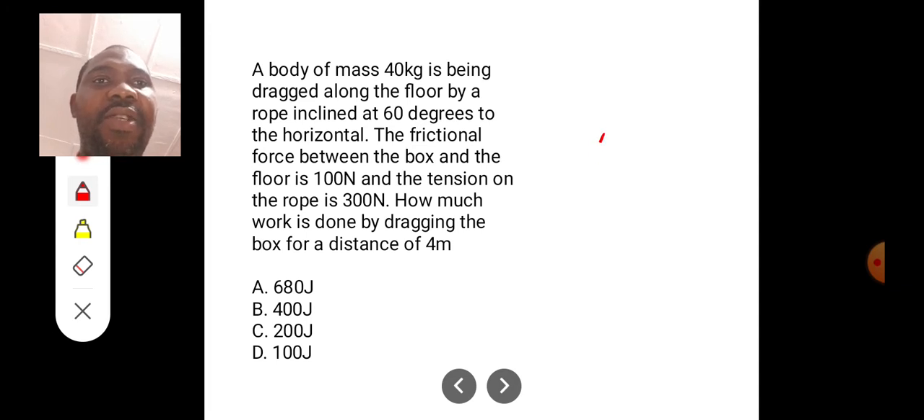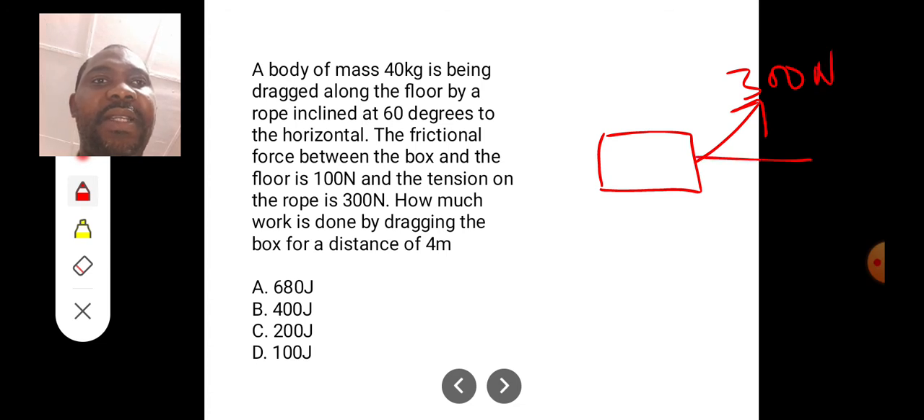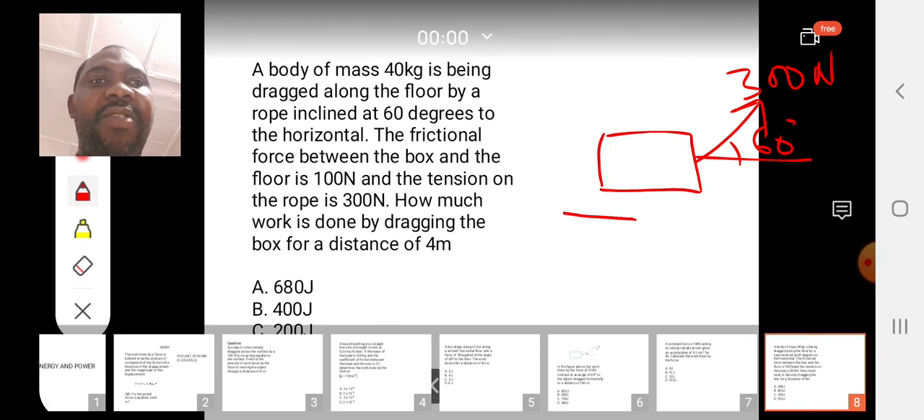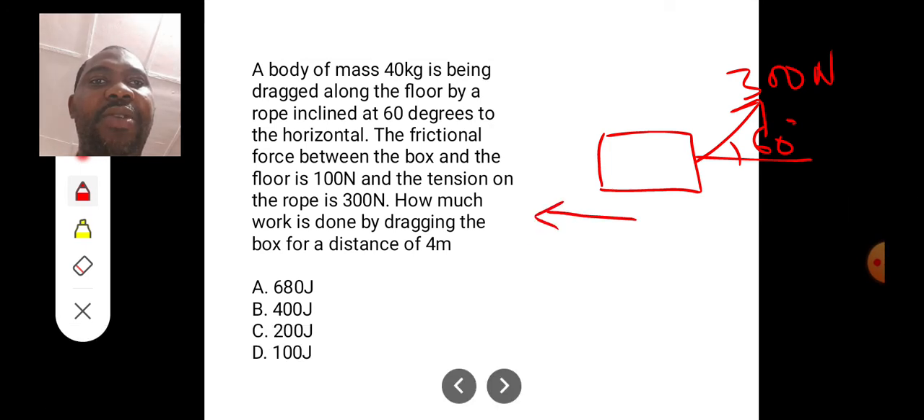If I need to draw this in a diagram, this is what it looks like. The force here acting at an angle, the force is 300 newtons, and is acting at an angle of 60 degrees based on the question. And there's a frictional force. Remember, frictional force is always opposing motion, that's 100 newtons. So in this case, we must find the resultant force. What is the resultant force?